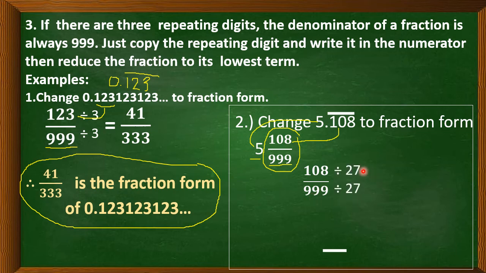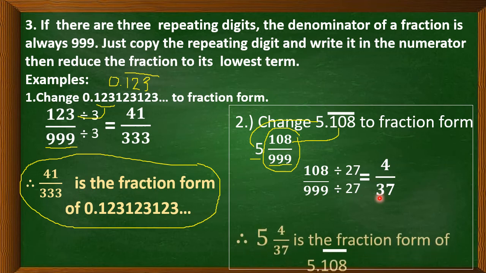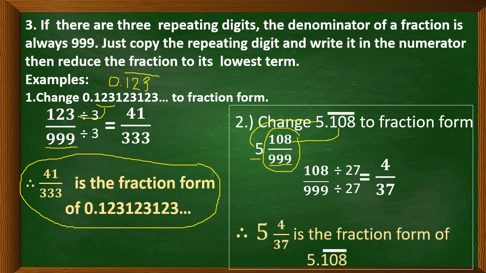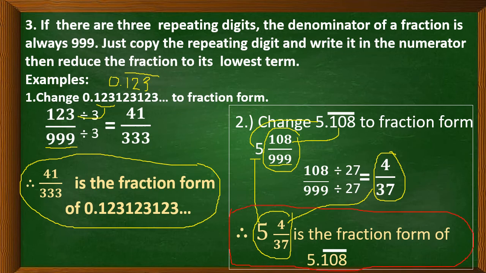So 108 over 999, reduce to the lowest term. The greatest common factor is 27. So 108 divided by 27 is equal to 4. And 999 divided by 27 is equal to 37. So now we have to write again the whole number part, which is 5. And write also the lowest term of 108 over 999. So we have here 5 and 4 over 37. So therefore, 5 and 4 over 37 is the fraction form of 5.108 repeating.